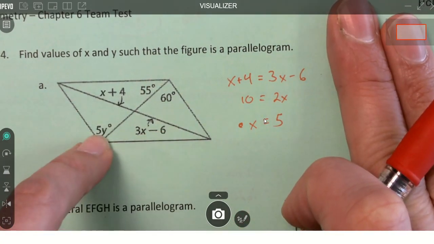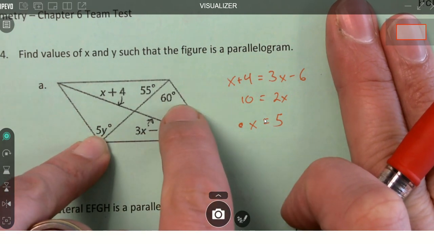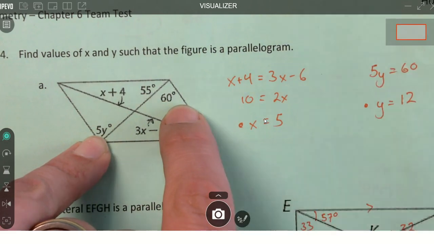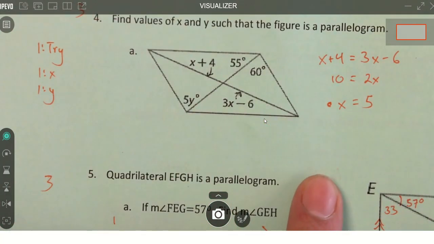Okay, what's the relationship between 5y and any other angle on this thing? Alternate interiors. We need it to be parallel, and if it is parallel, then these angles are alternate interior and they're congruent. When you solve 5y equals 60, you get y is 12. Cool. 3 points there. Did you try?